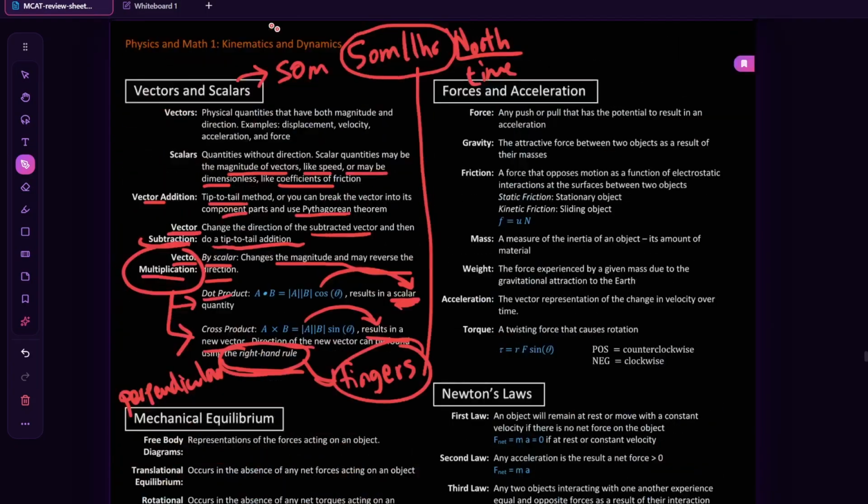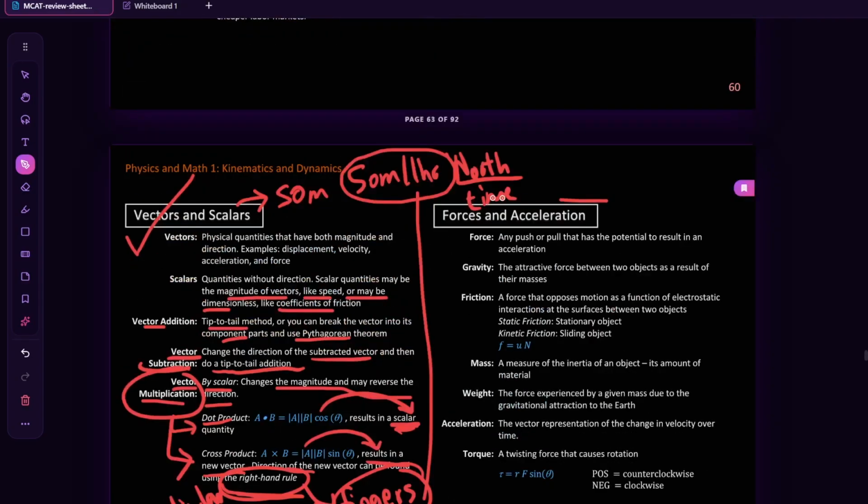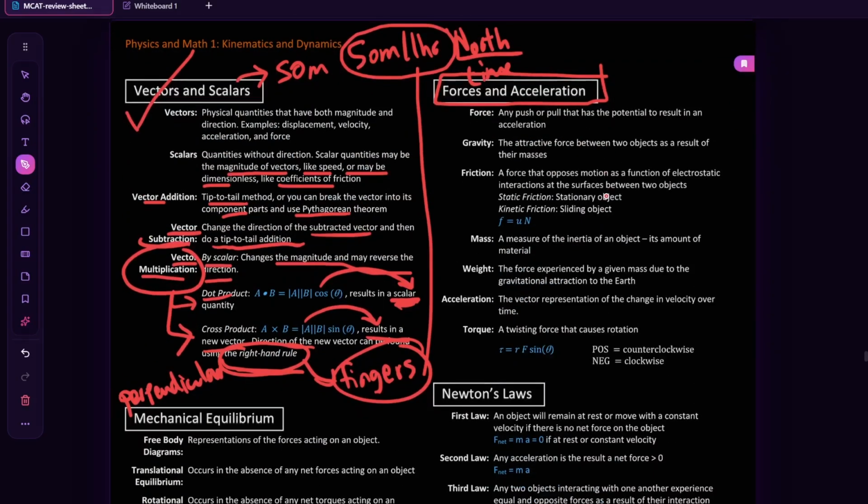Okay, so we went over vectors and scalars, which is great. Now we can go into forces and acceleration. So what is a force? A force is any push or pull that has the potential to result in an acceleration. So a force is simple. It's a push or a pull. And anytime something pushes or pulls on an object, that's a force that acts on it. And forces are what can change an object's motion.